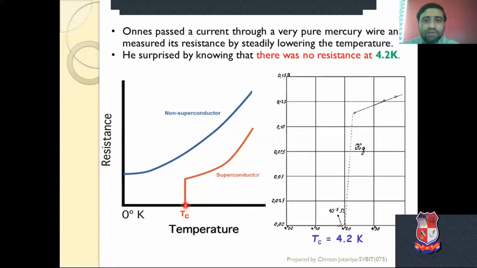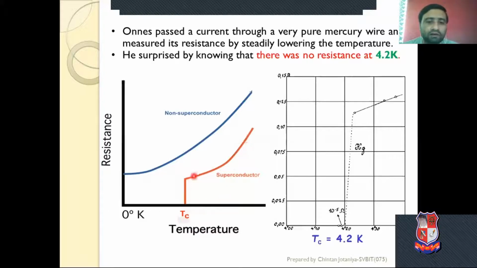So what is actually this? This is the extraordinary behavior shown by mercury. He thought that this was an extraordinary property of mercury, and he gave the name critical temperature, TC, to this temperature at which the material's resistance suddenly falls to 0. So TC stands for critical temperature.